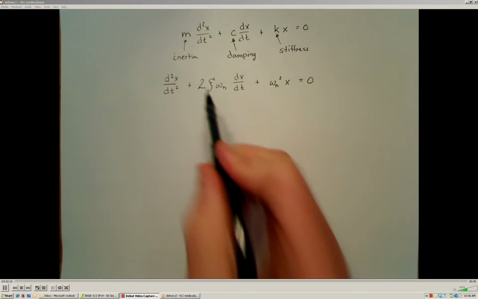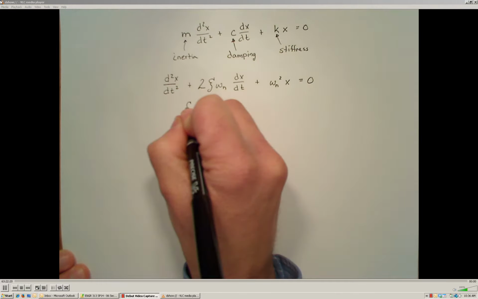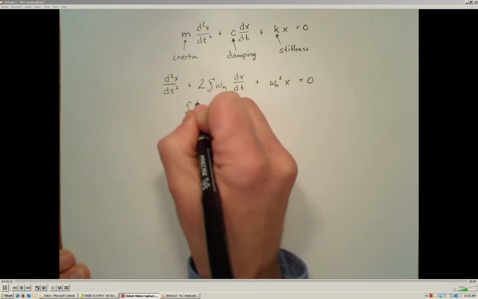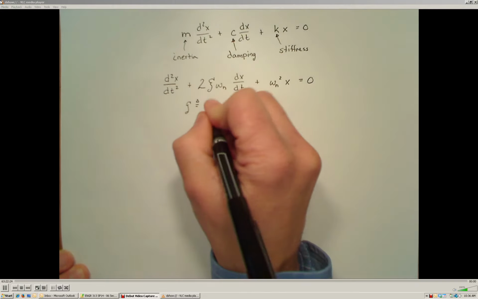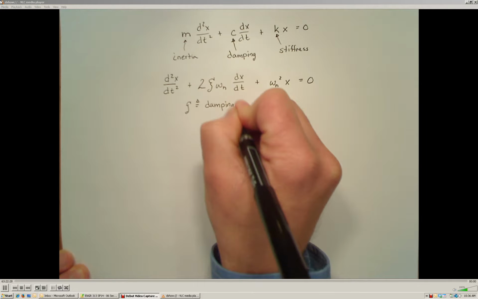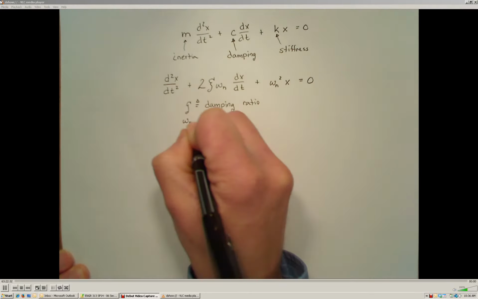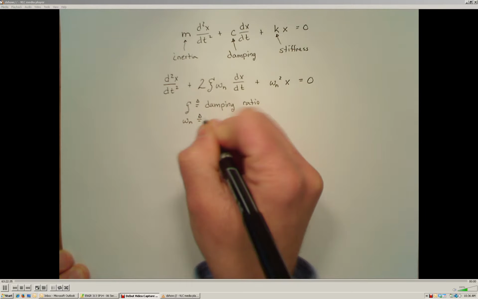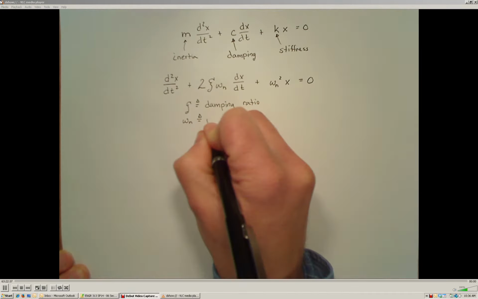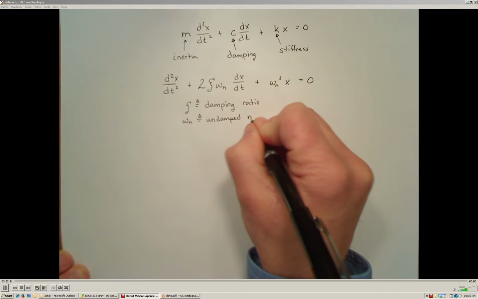where we've introduced these two new variables, and these new variables are termed, where our zeta is termed the damping ratio, and omega sub n is defined as being the undamped natural frequency.